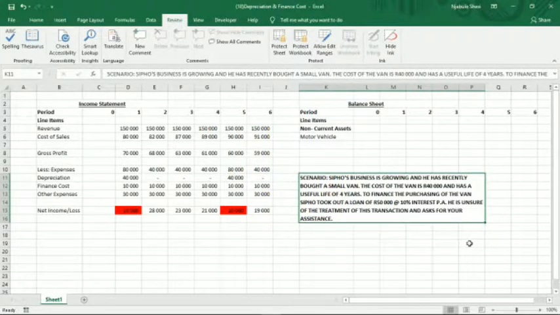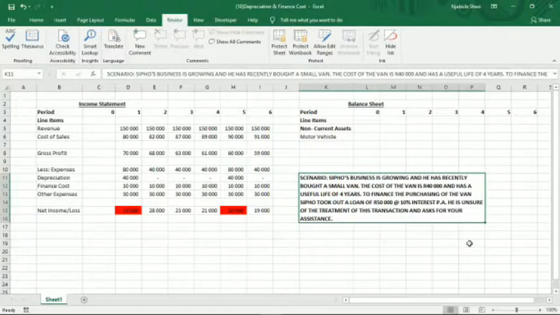So guys, we've been provided a bunch of information as it relates to the cost of the van, which is 40,000 rands and has a useful life of 4 years. To finance this particular van, Sipho took out a loan of 50,000 rands at an interest rate of 10% per annum. Now we have to assist Sipho with the treatment of this transaction.